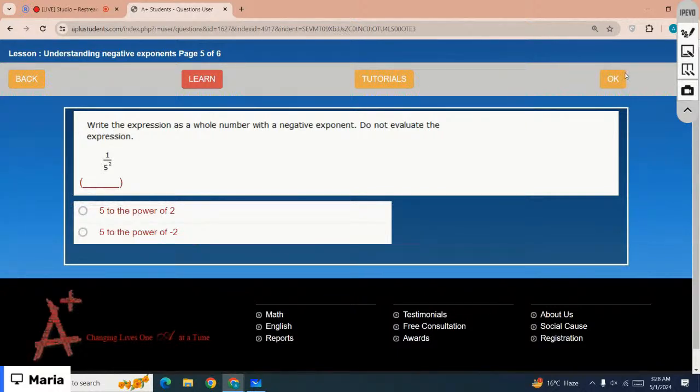Write the expression as a whole number with a negative exponent. Do not evaluate the expression. The correct option is 5 to the power of negative 2. The correct option is the second one.